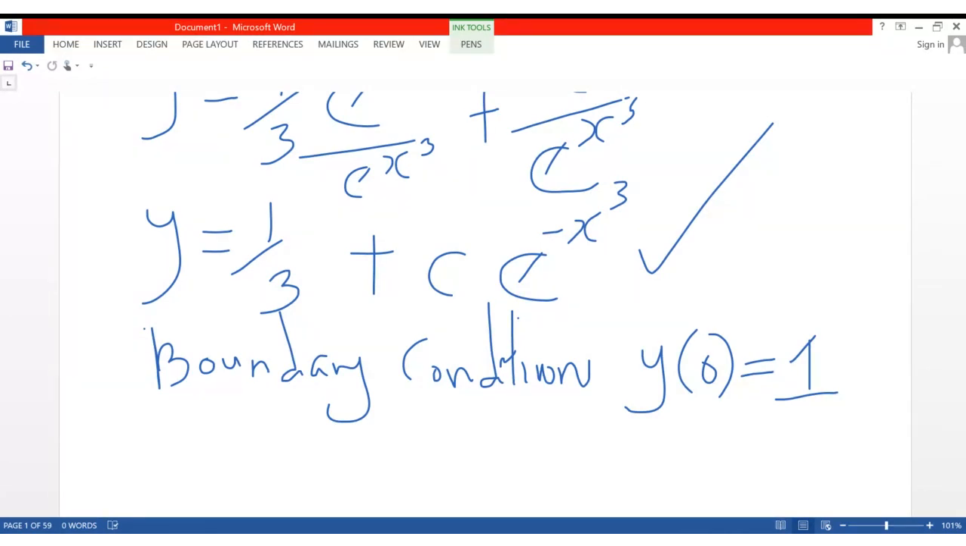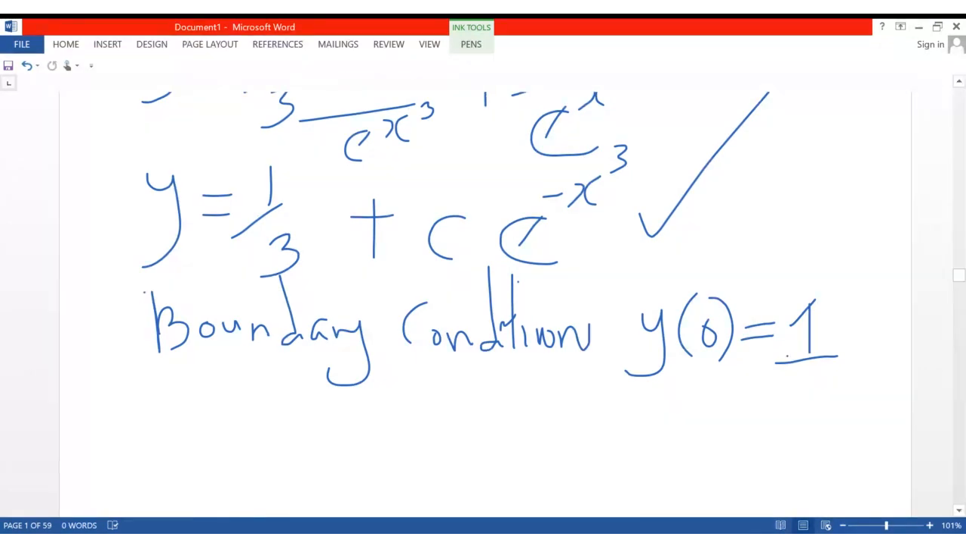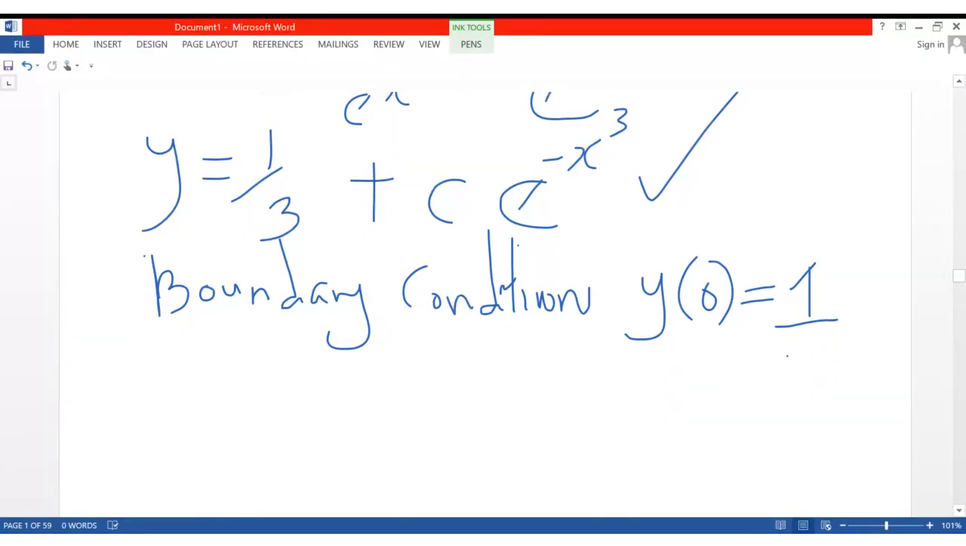Y at 0 is equal to 1. So if you are given something like that in a book, it means that y is equal to 1 when x is equal to 0. So you substitute back the value there. That's why we are making y the subject of the formula. It will assist you to solve this easily.